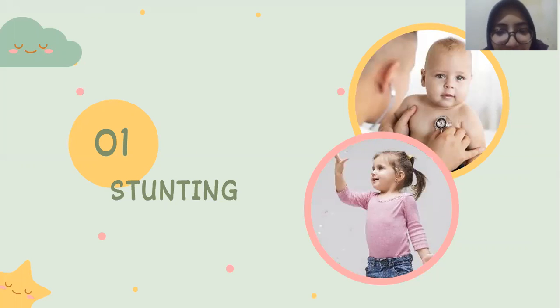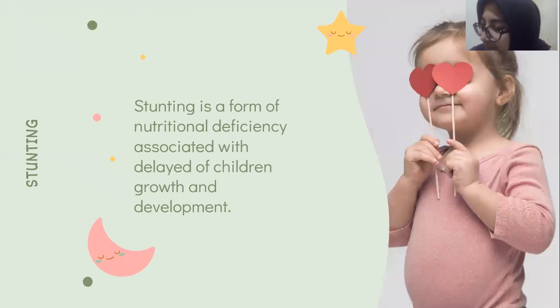The first is stunting. What is stunting? Stunting is a form of nutritional deficiency associated with delay of children's growth and development.